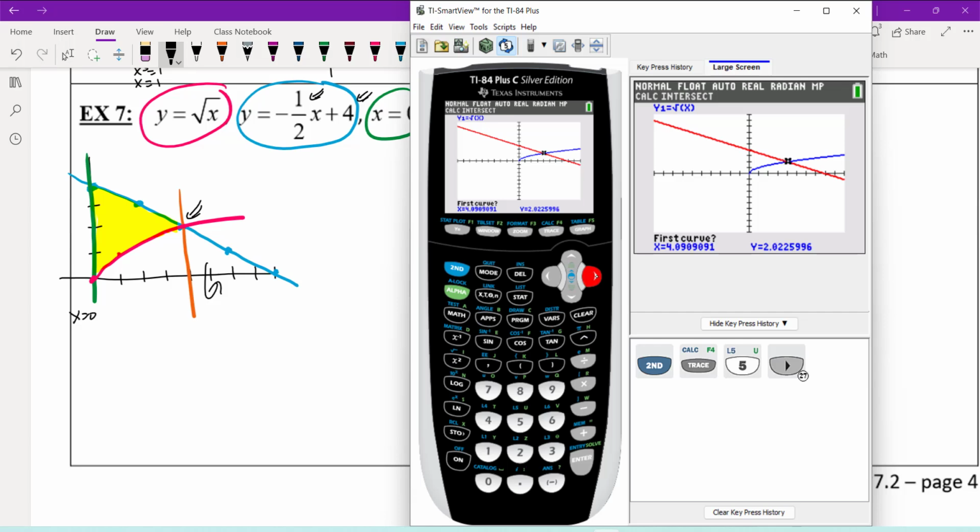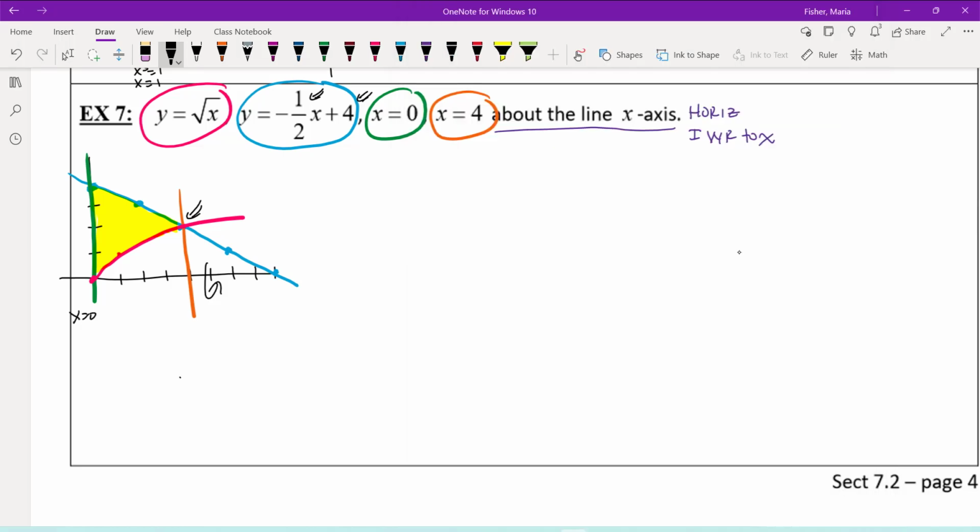When you get close enough, hit enter. Then it's saying, where did the second curve? Just hit enter again. Then it says, take a guess. Just hit enter a third time. And then it tells you they intersect at x equals 4, y equals 2. So we can now see that that's x equals 4. We know our limits of integration. Our limits of integration are from 0 to 4.